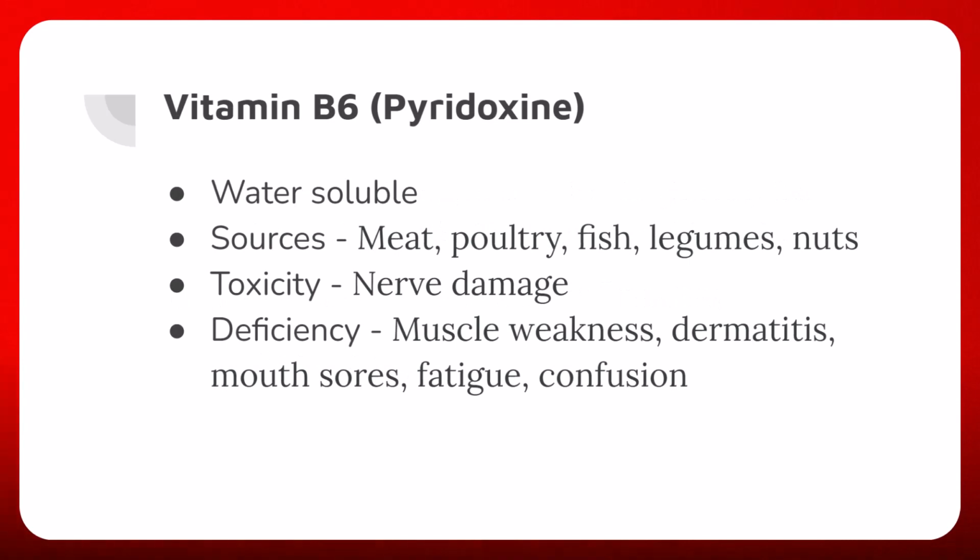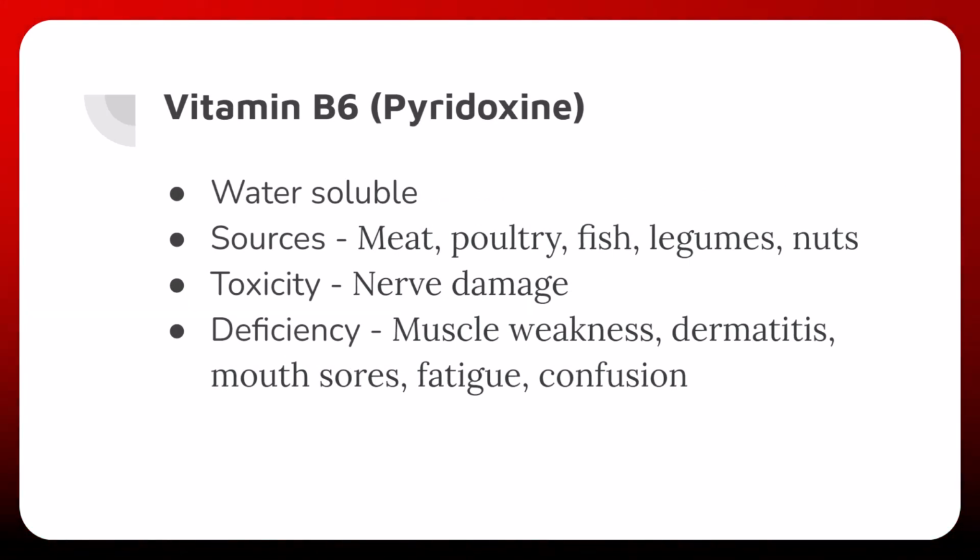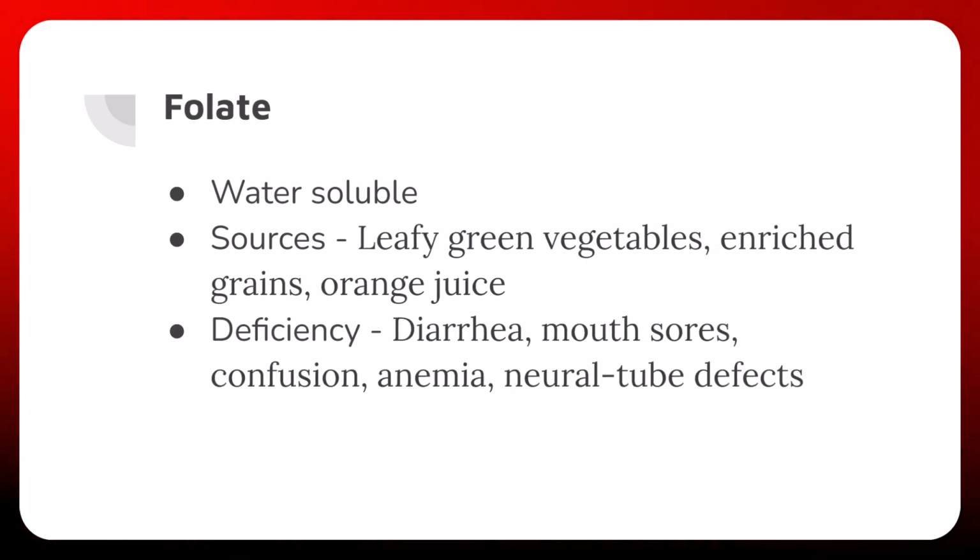Then we've got vitamin B6. It's a water-soluble vitamin. Its sources are meat, poultry, fish, legumes, and nuts. And its toxicity causes nerve damage. Its deficiency causes muscle weakness, dermatitis, mouth sores, fatigue, and confusion.